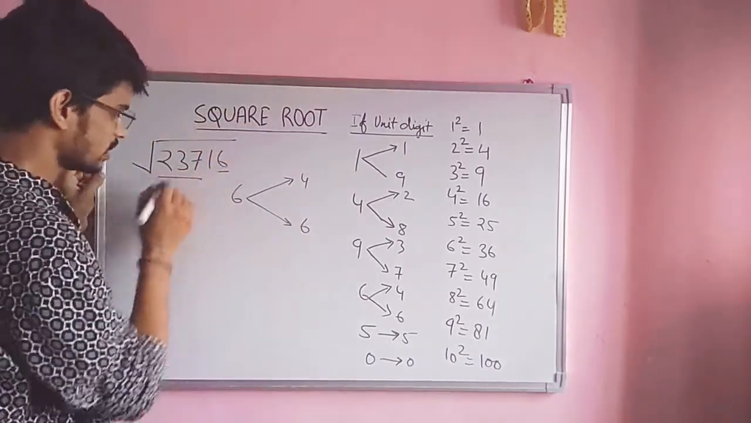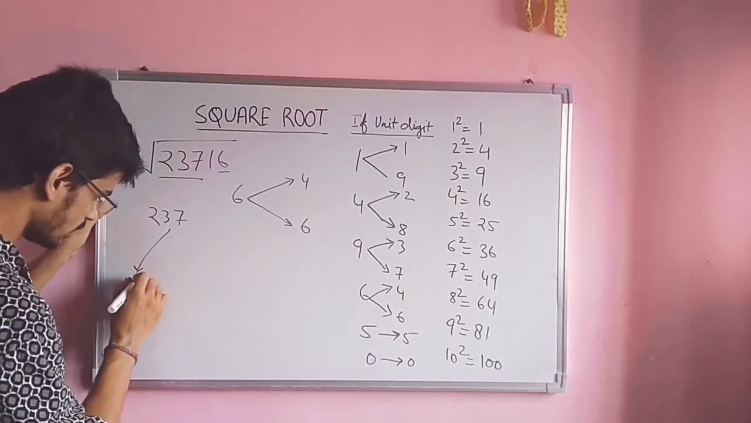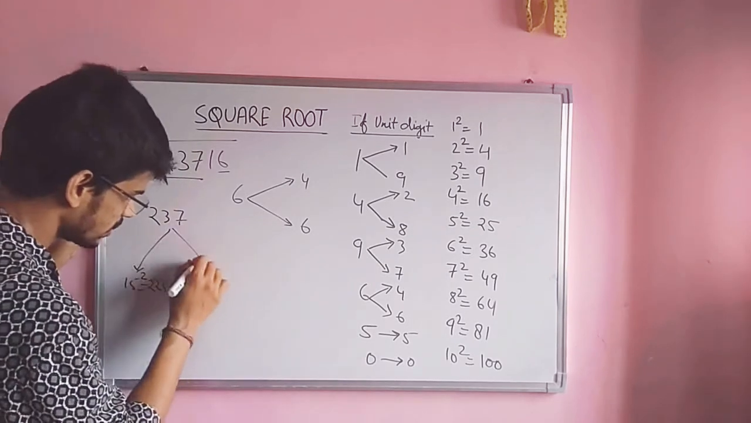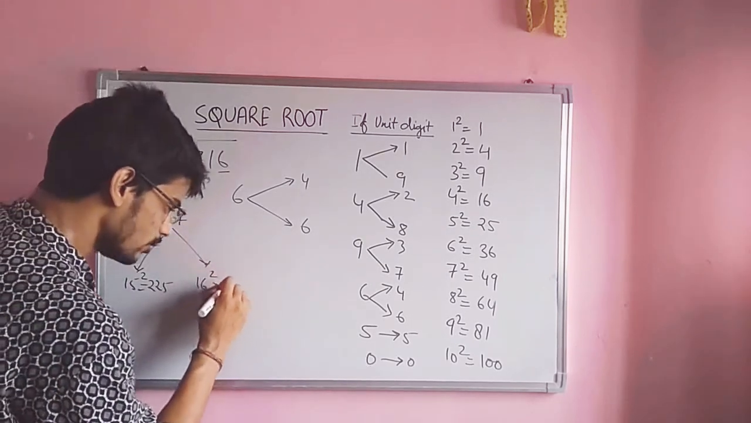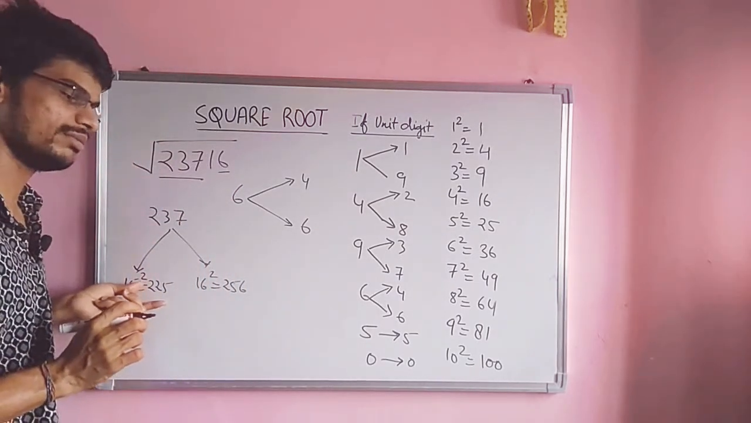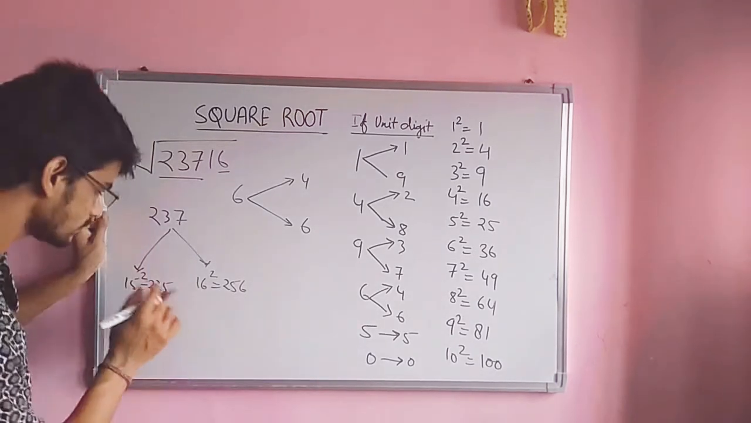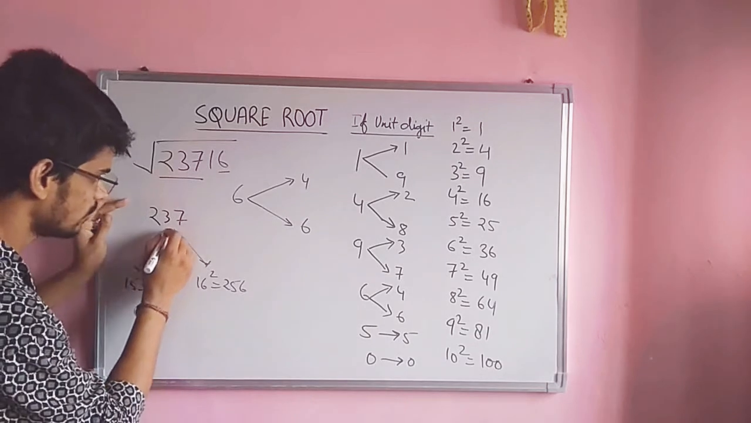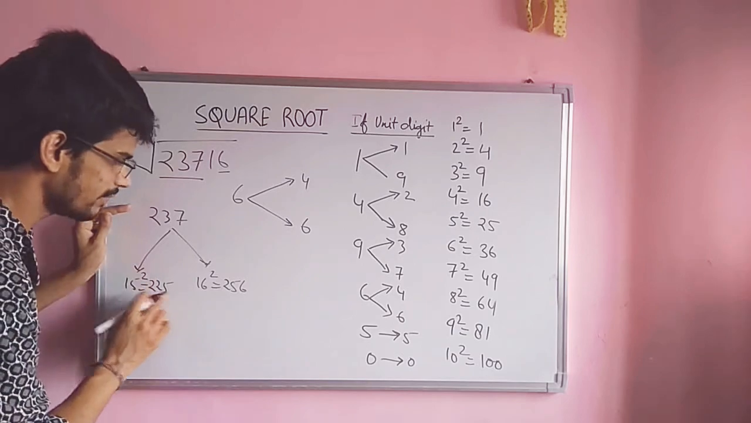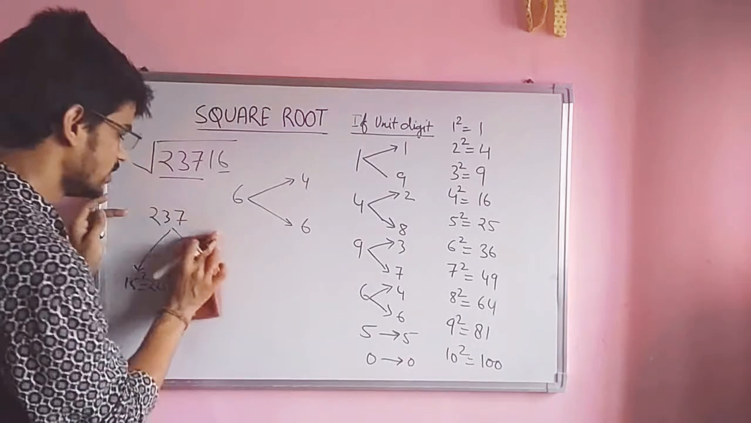Now consider the first three digits, 2, 3, 7. Here 15 square is how much? 225. Here 16 square is how much? 256. We know all these squares up to 25, that's why we note them down easily. Now comparing, the value 237 is greater than 225, but it is lesser than 256. That's why we leave this value.